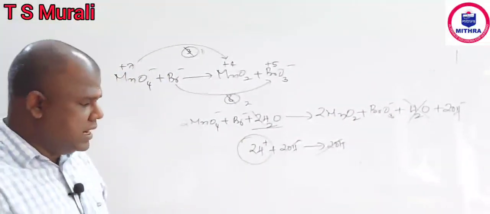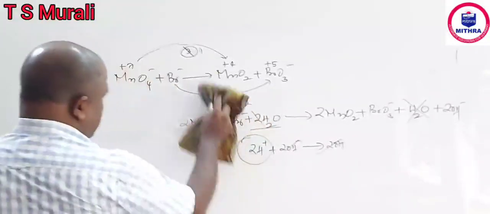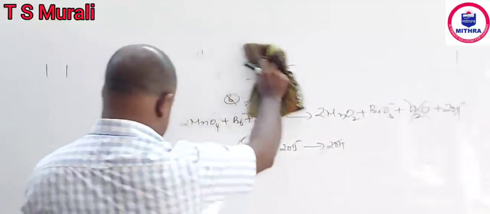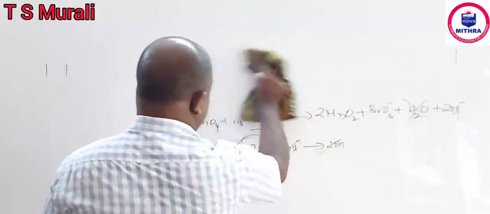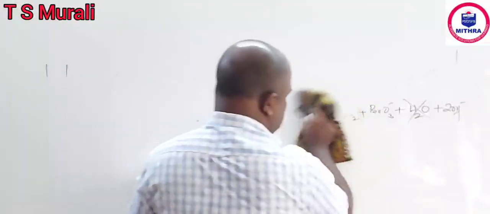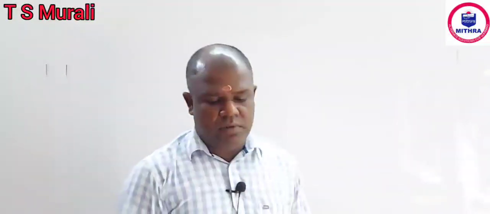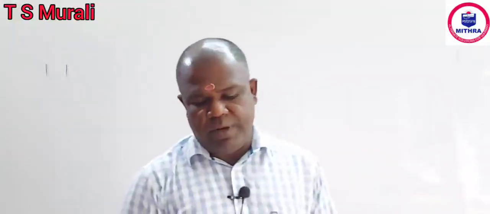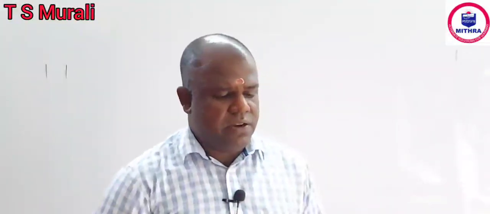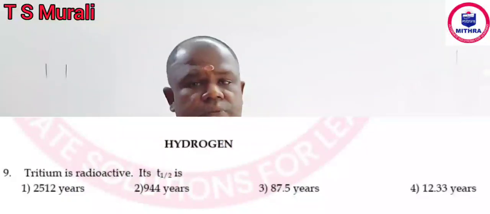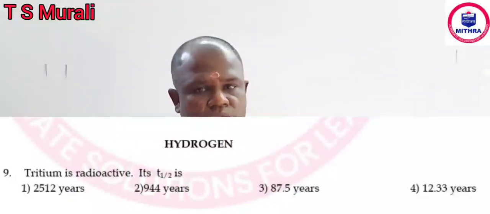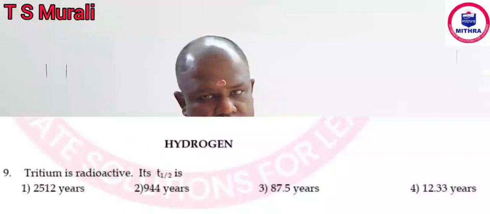Okay, so that's all regarding redox reactions. Now question number 9, regarding hydrogen. Hydrogen, water, hydrogen peroxide, 3 different headings were there in that chapter. See, the first question of hydrogen, that means question number 9: tritium is radioactive, what is its half-life period? Exactly given in NCERT. You know, hydrogen isotopes: protium, deuterium, tritium. Tritium is radioactive. Its half-life is 12.33 years. That is given in NCERT.